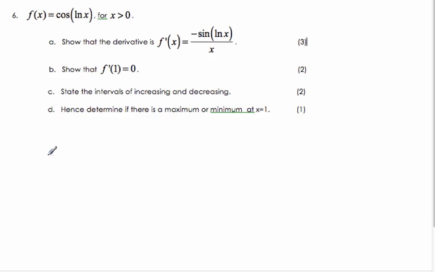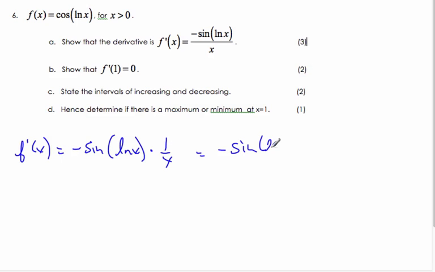Okay, for this example here, we have this particular function. We want to show the derivative f prime x is this. And then we'll work through the problem here. So the first thing, f prime x, well, the derivative of cosine I know is negative sine x times ln x times, the chain rule says, times the derivative of the inside over this. So that simplifies to negative sine ln x over x.